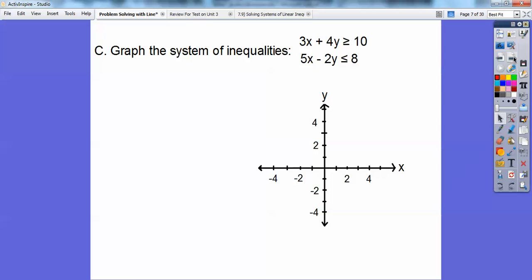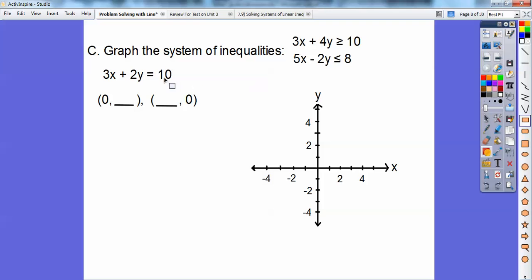This was in our last section, graphing systems of linear inequalities. So we're going to graph. I'm going to do the zeros. When x equals 0, I cover up the 3x because 3 times 0 is 0. I have 2y equals 10, so y must be 5. Does that make sense? So I graphed 0, 5.